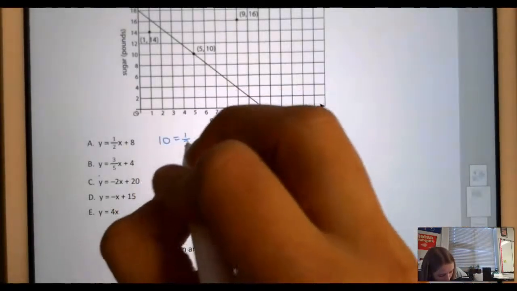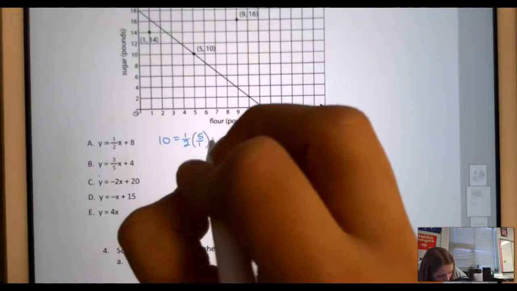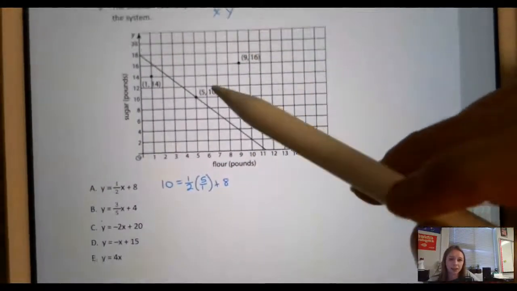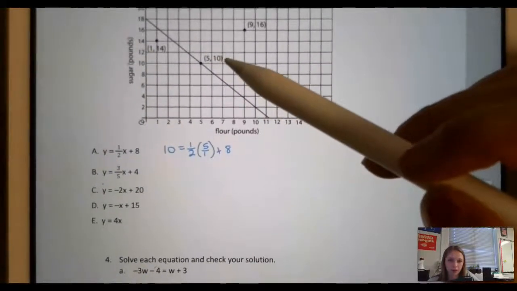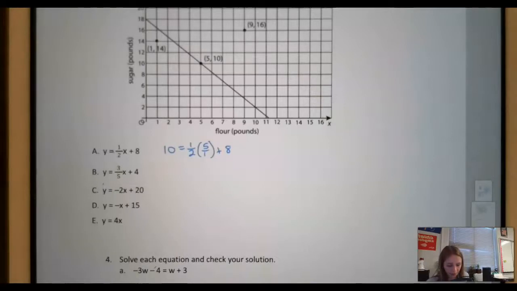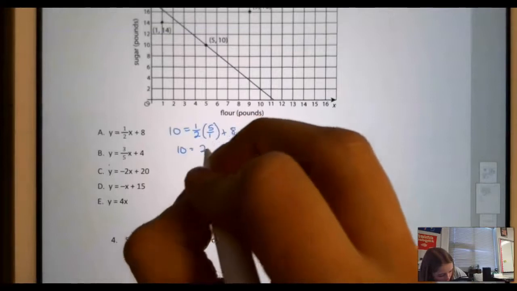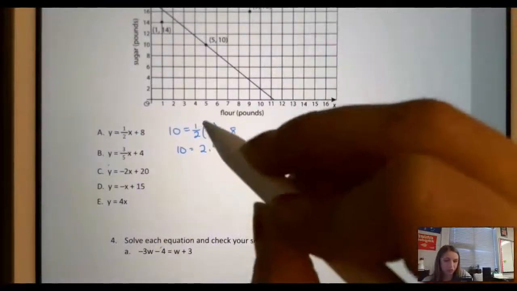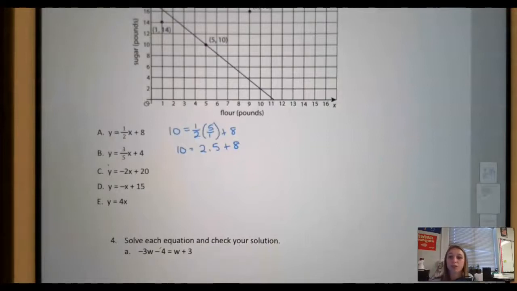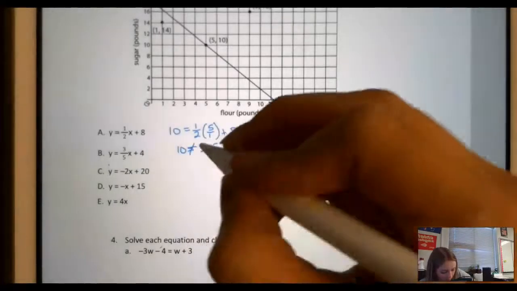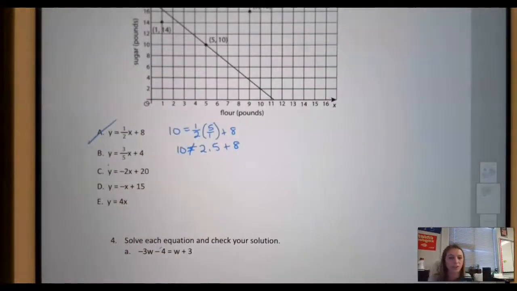10 equals 1/2 times 5/1 plus 8. I'm plugging my x value of 5 in for x, and my y value of 10 for y. Okay. So here we go. We end up with 10 equals 2.5 plus 8, because 5 over 2, if we multiply across, we get 5 over 2, which is the same as 2.5. Now, 8 plus 2.5 does not equal 10. So we know that that is not the equation we're looking for. And it said select all, so there could be multiple. So we know it's not that one.